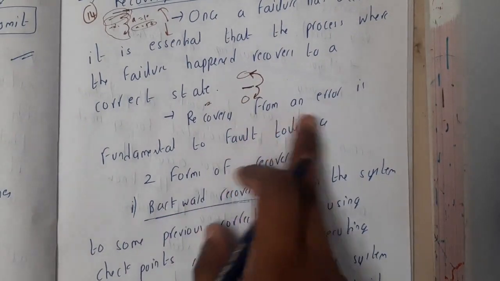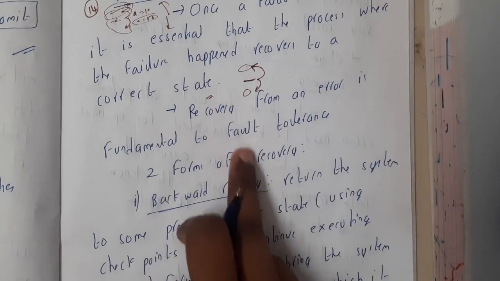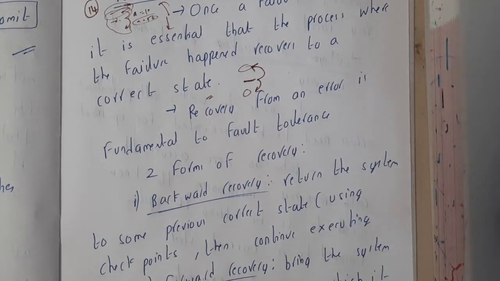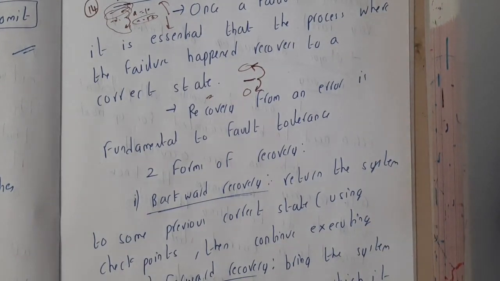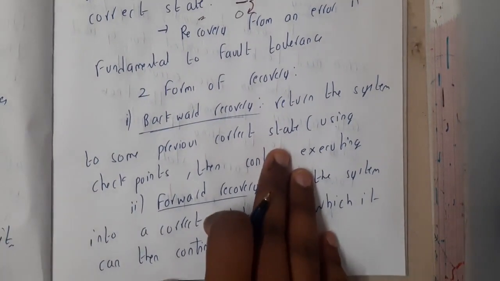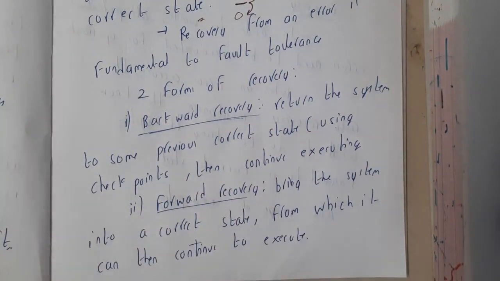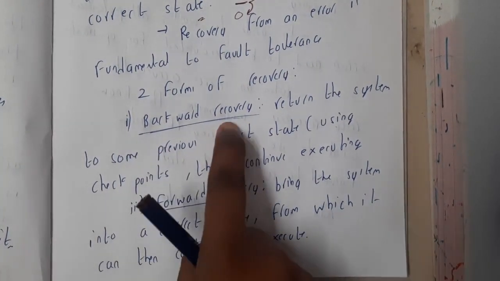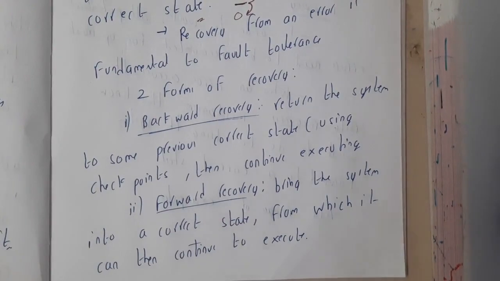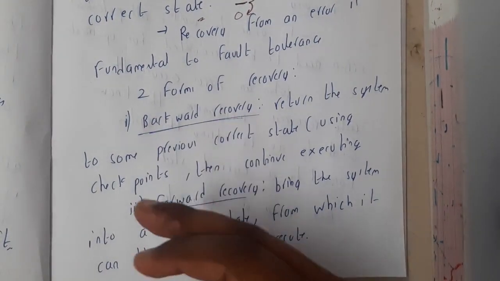Recovery from an error is fundamental to fault tolerance. You need to resolve the fault as fast as possible, and that is the reason why we use it. We have two different recovery approaches: backward recovery and forward recovery. From the names only you can identify it. Backward recovery is nothing but moving back.